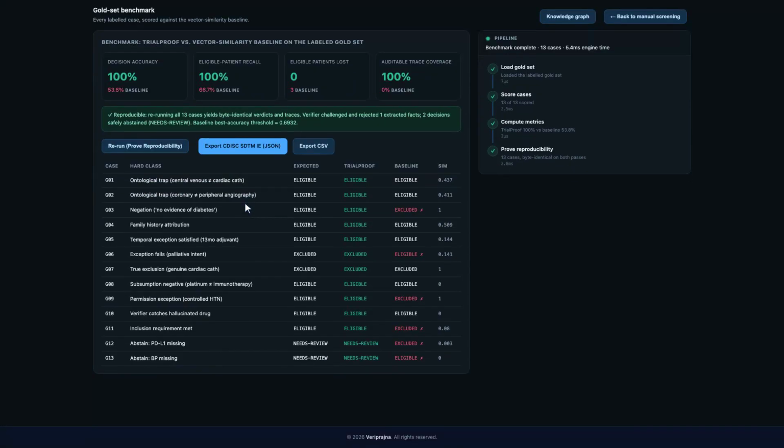So this is the whole idea. A model reads the note, but it never decides. The verdict is computed over a real ontology and real dates. It keeps the eligible patients a similarity score throws away, and every decision comes with a trace that reruns identically. The reasoning layer that patient matching AI is missing.